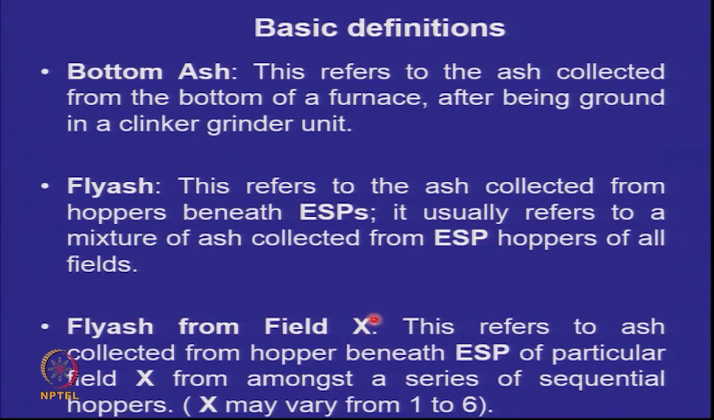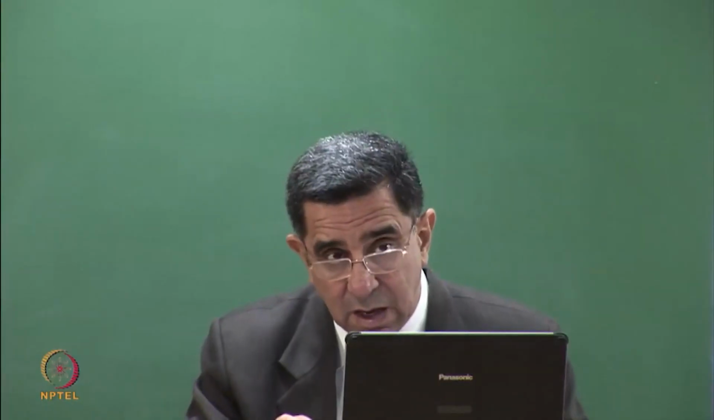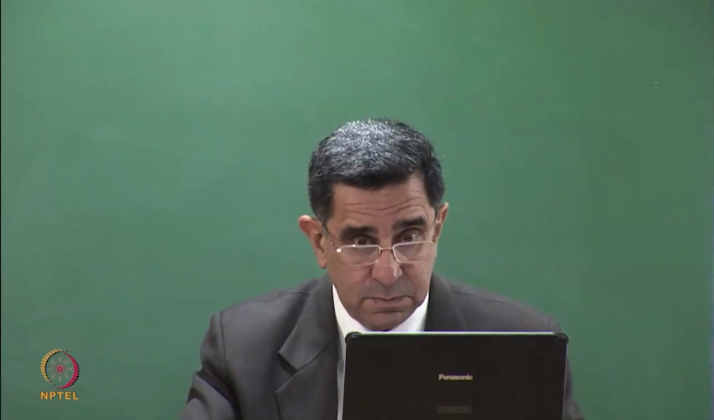So, when you use the word fly ash from field X, where X may be 1 to 6, this refers to the ash collected from the hopper beneath the electrostatic precipitator of a particular field X from amongst a series of sequential hoppers. So, X may vary from 1 to 6, and the finest ash with the finer particles will come out in field 6.